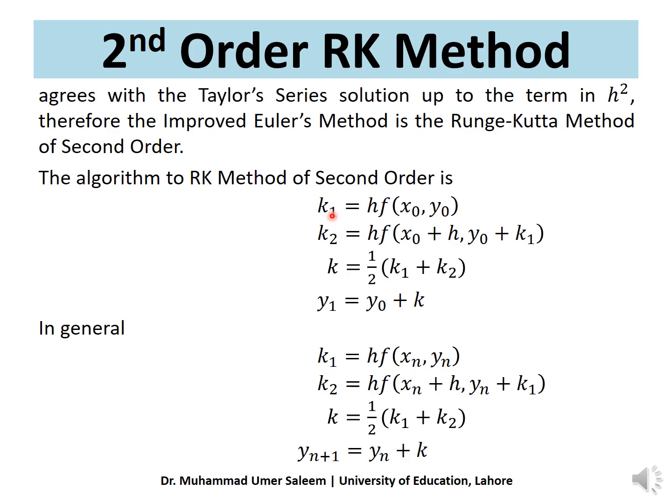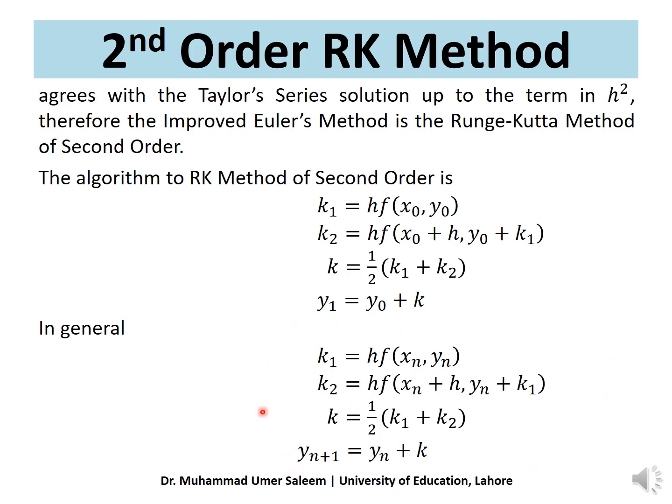If you look at the improved Euler method, the term you have is h f of x naught y naught. We consider this one as k1 and this term as k2. Then k will be half of k1 plus k2 and y1 will be y0 plus k. So in general this algorithmic form can be written as k1 is equal to h f of x n and y n, k2 is h f of x n plus h, y n plus k1, and k is half of k1 plus k2, and y n plus 1 is y n plus k. You can easily get this algorithm.